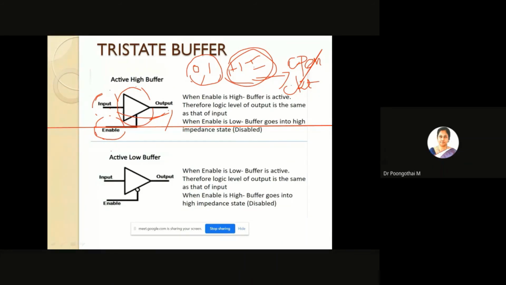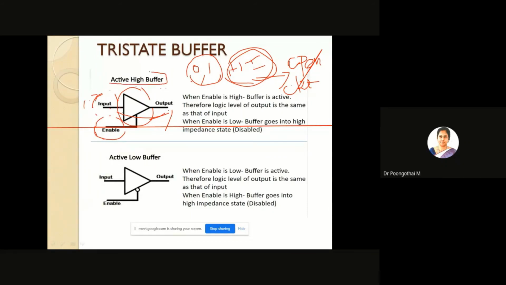So when this enable line is activated, this device functions like an ordinary logic device. Do you understand? When this enable line is activated, this buffer functions like an ordinary logic device. So if your input is 0, your output will be 0. If your input is 1, your output will be 1. So when the line is activated, it behaves like an ordinary logic device. If the line is disabled, the logic device is in high impedance state. So this buffer is the active high buffer.